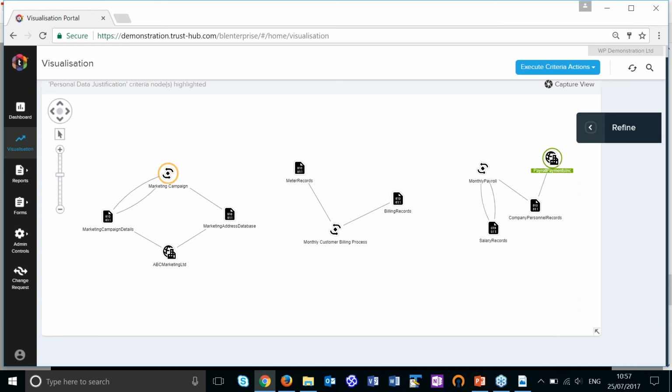That might be another TrustUp module, but equally it might be that you go to your service provider and say, what are you doing under GDPR? I need you to encrypt this database, or whatever it is.